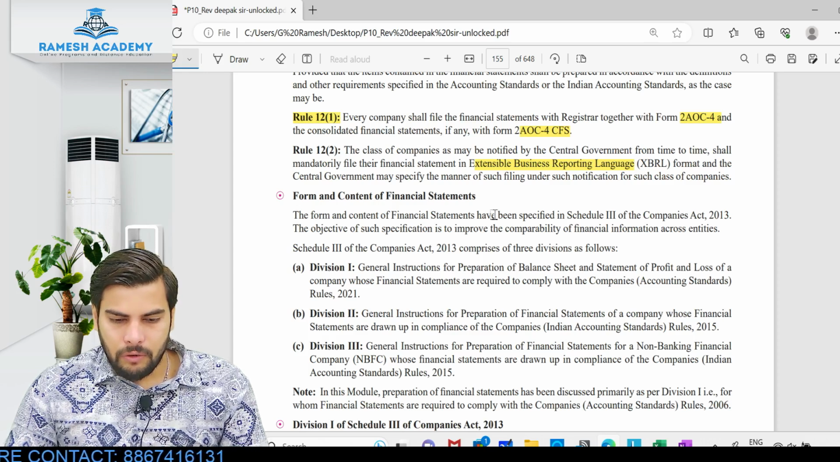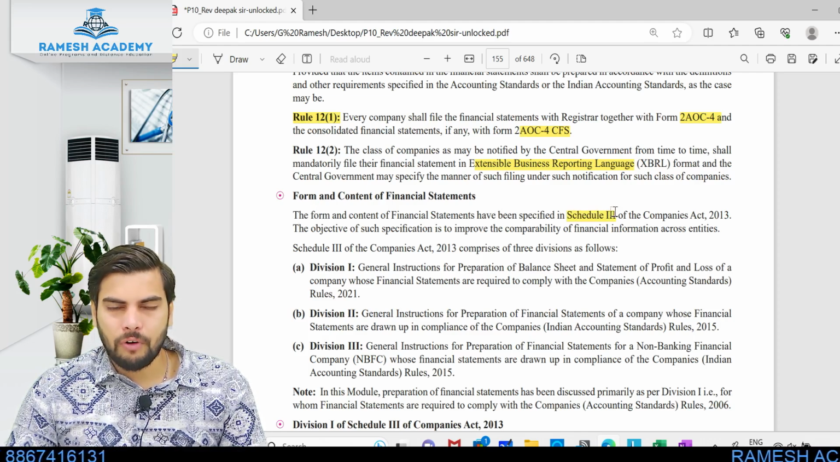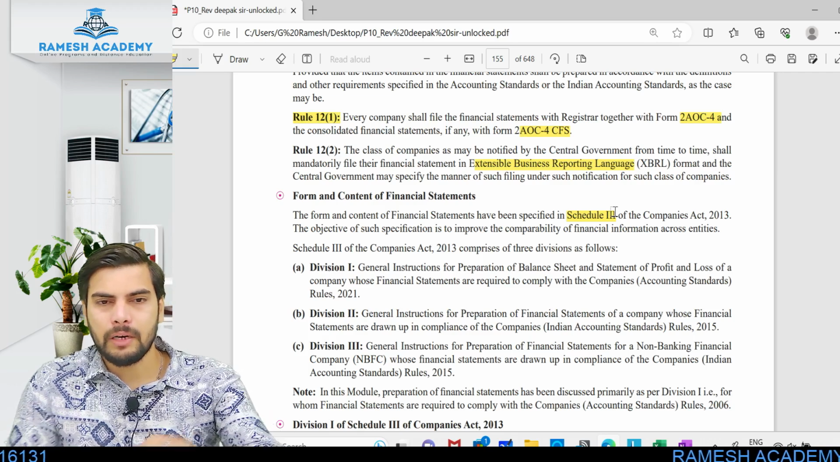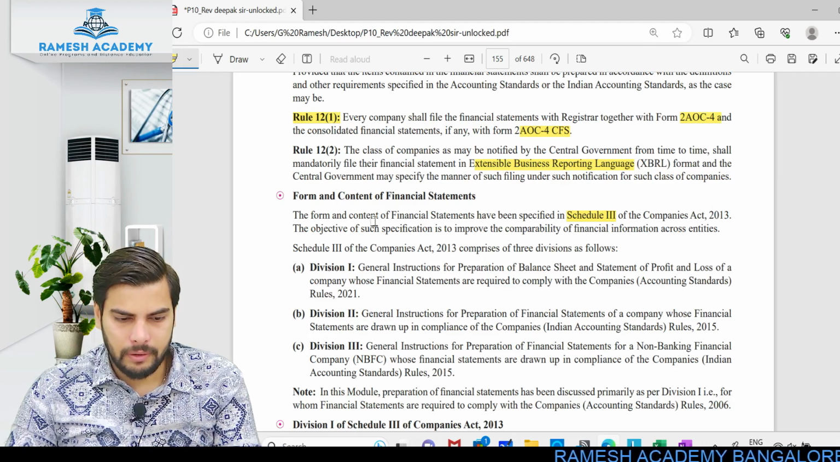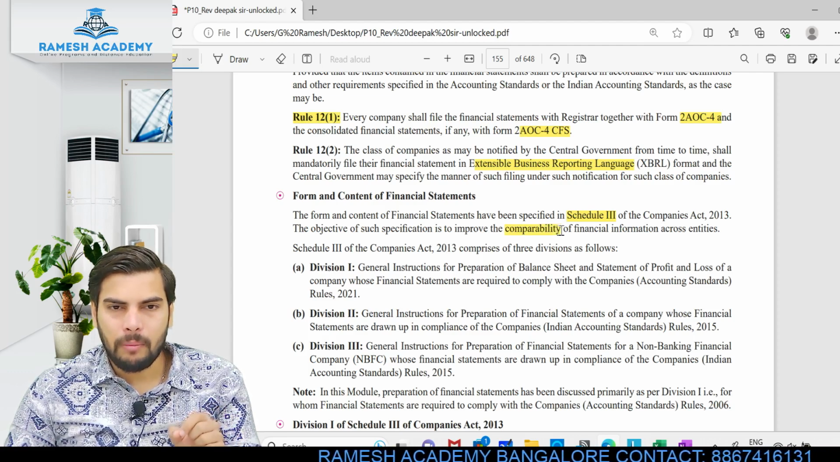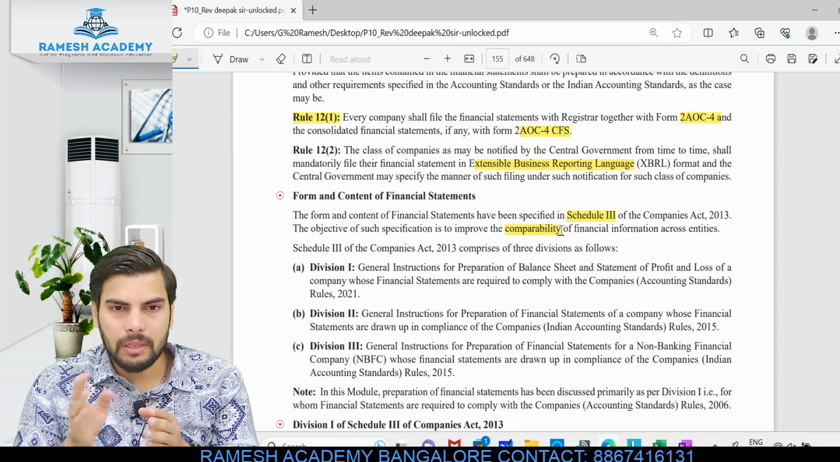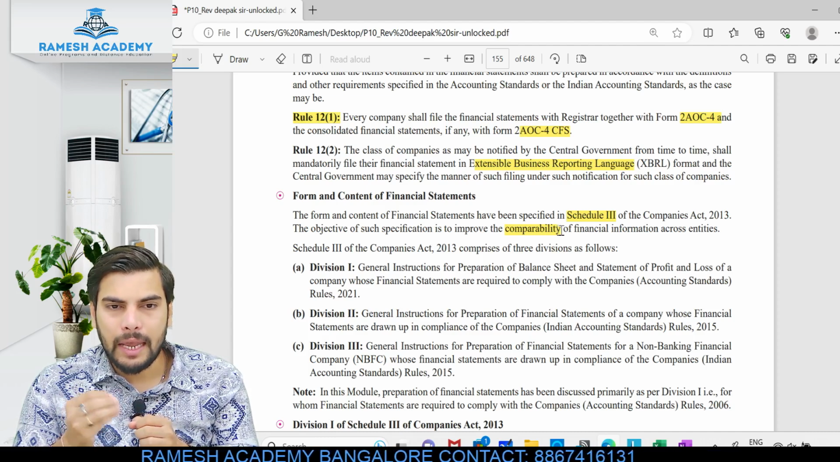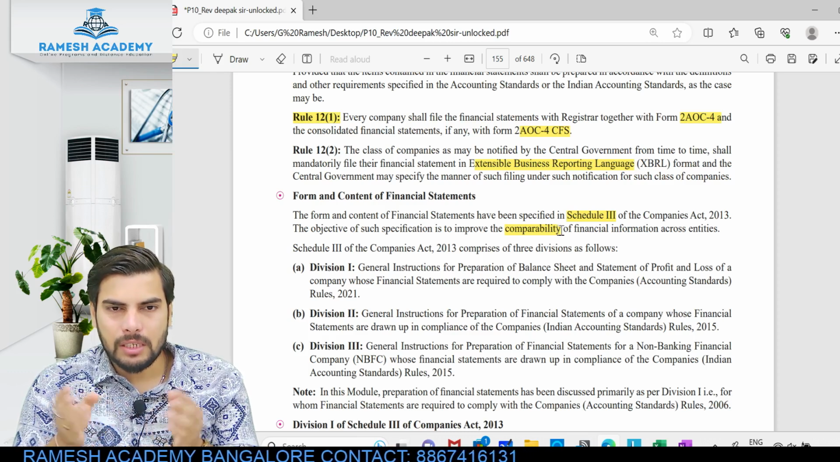The form and content of financial statement have been specified in Schedule 3. The form is nothing but the format in which they are supposed to prepare the financial statement. It is clearly given in Schedule 3. The objective of such specifications is to improve the comparability of the financial information across the entities. Why do you think a particular format has been given? When all the business entities are preparing the financial statement in the same format, don't you think it will enable the comparability of the financial statements? I can easily compare the financial statements of two entities.